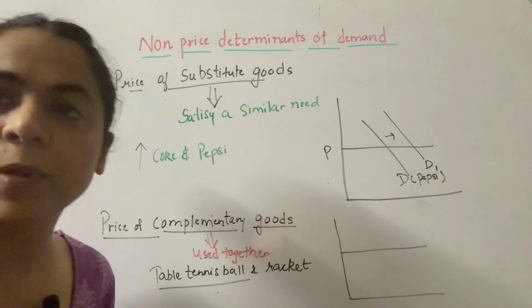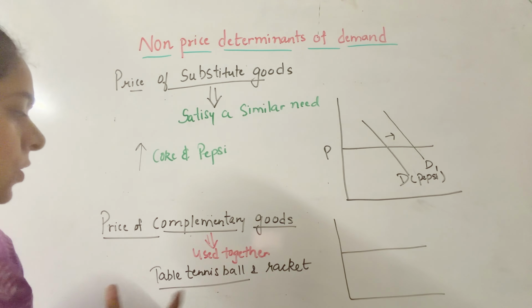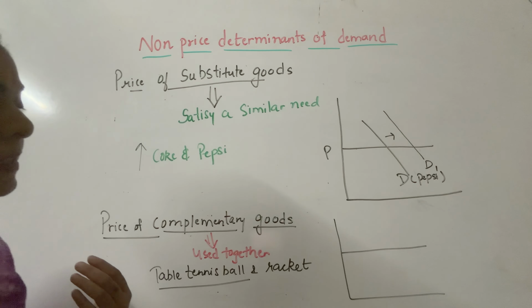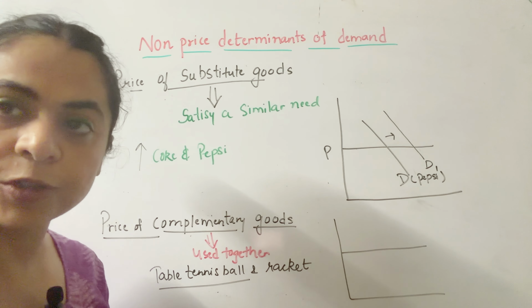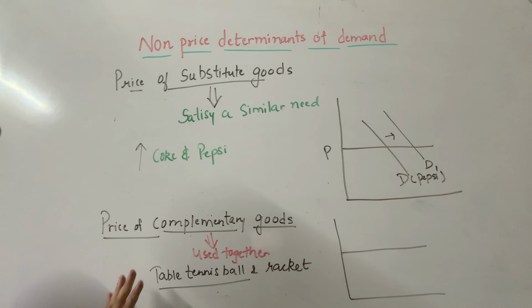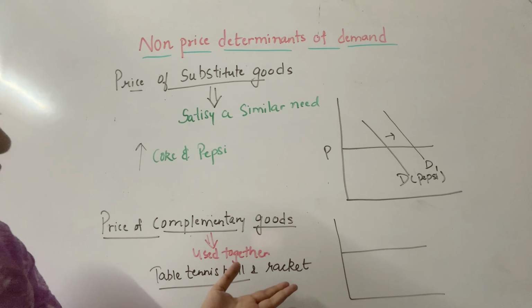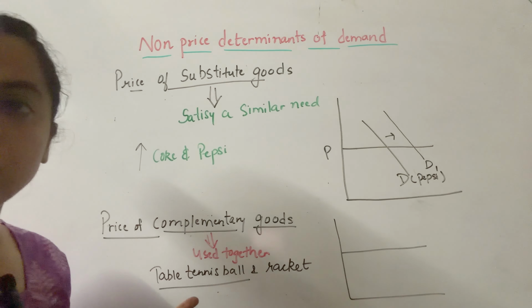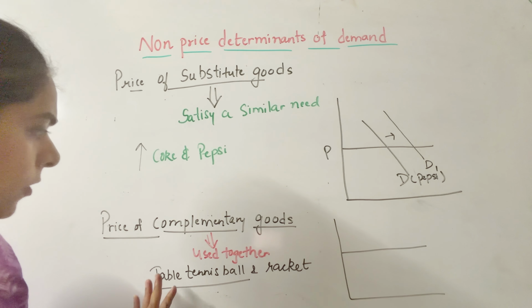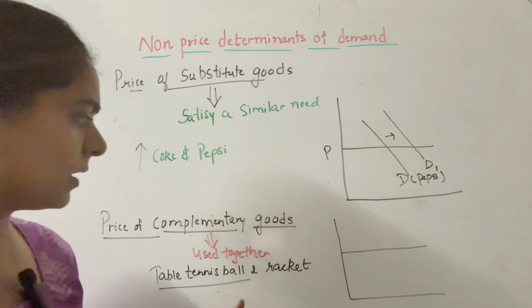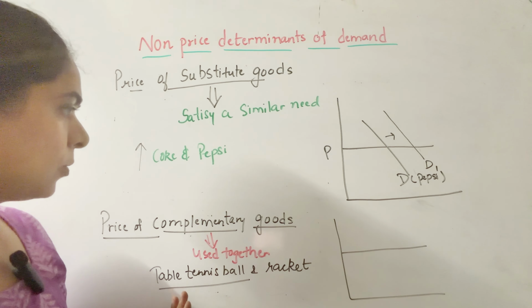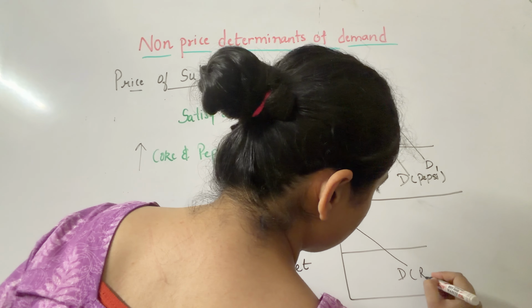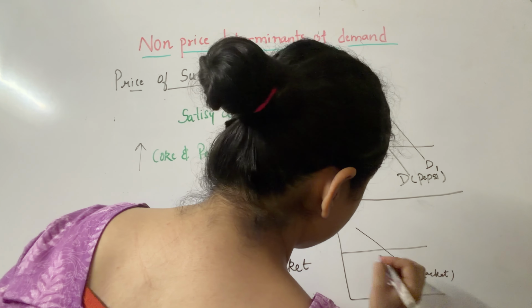Next, we have the price of complementary goods. Complementary goods are those goods which are used together. For example, table tennis ball and racket. So if the price of one good increases, it will lead to a fall in demand for the other good. For example, if the price of the table tennis ball increases, and since racket and ball are used together, the quantity demanded will fall for the table tennis ball, and at the same time, because the racket is used along with the ball, the demand curve for the racket, this is a demand curve for the table tennis racket, shifts leftward.